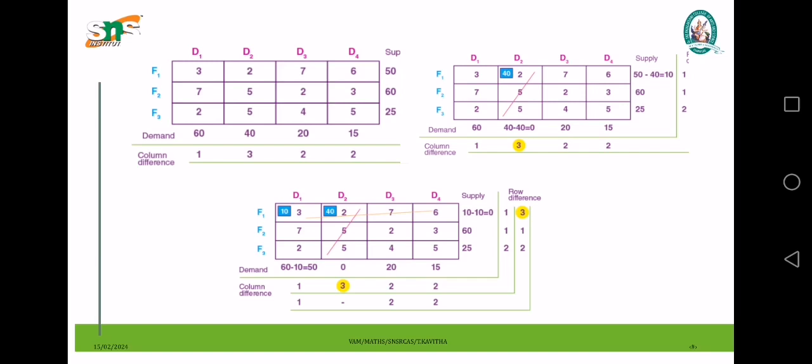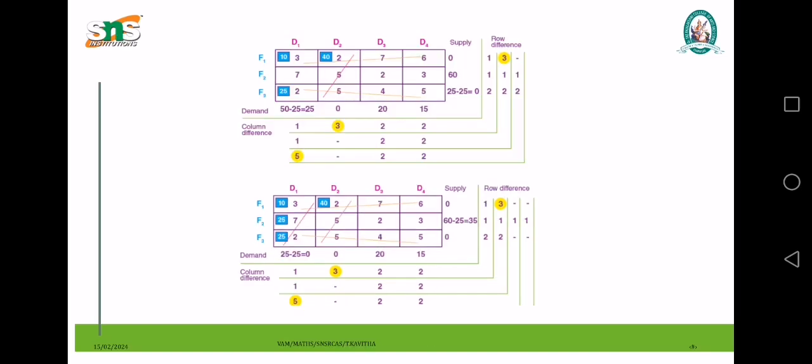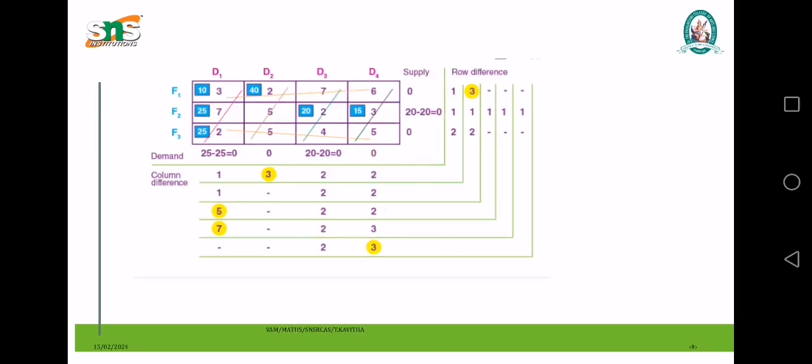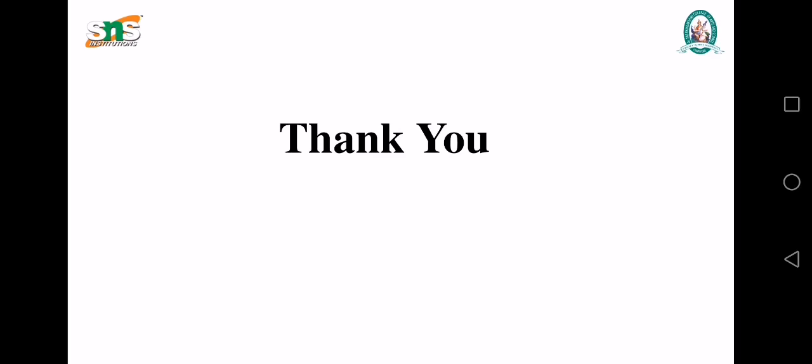So we take 10 and subtract the 10 from demand and supply. We get 10 minus 10 is equal to 0, 60 minus 10 is 50. Proceed as follows. We get this final table. We cross off each and every row and column.